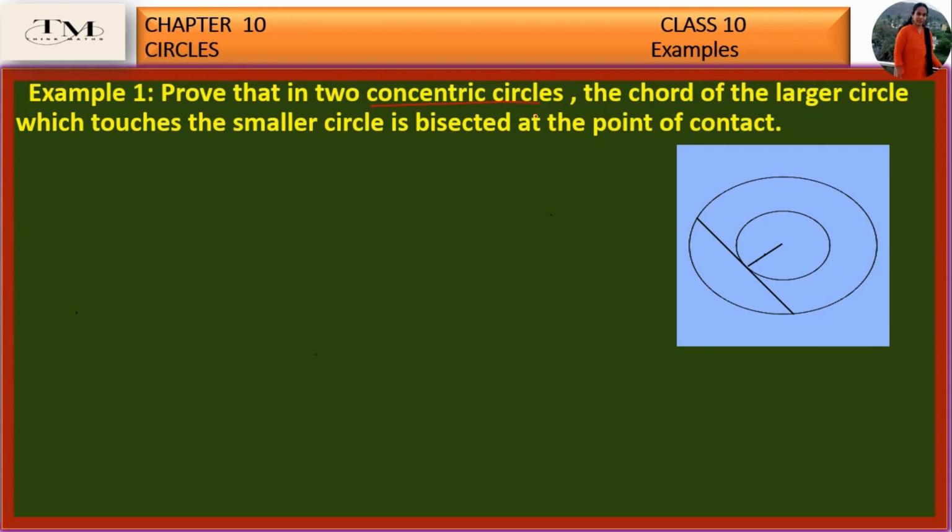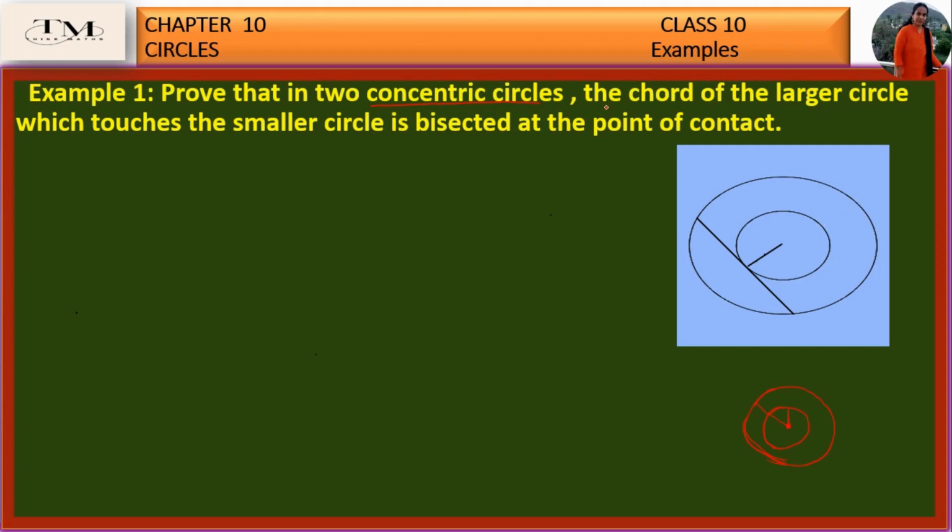What do you mean by concentric circle? Concentric circle means from the same center point, circles will be drawn. So this is the center point. From this center, its radius is here. From the same center, if we extend the radius, another circle is drawn, and these two are called concentric circles. So the center point will be the same for concentric circles.